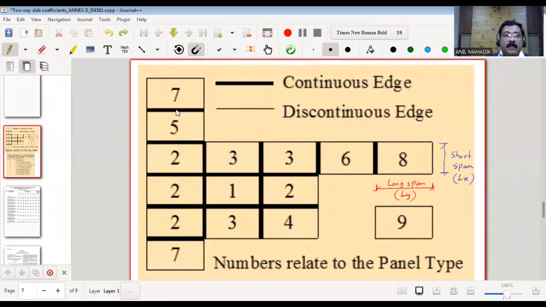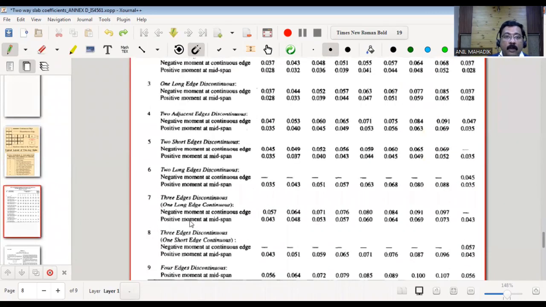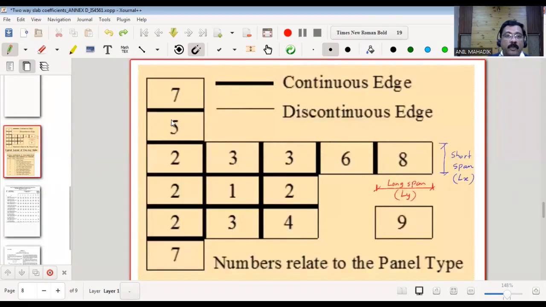Case 7, what is this? You can see this long edge is continuous and all the others are discontinuous. So let's see what wording is used in the code: 3 edges discontinuous, or 1 long edge continuous. Either 3 edges are discontinuous and 1 long edge is continuous. So 1 long edge is continuous.